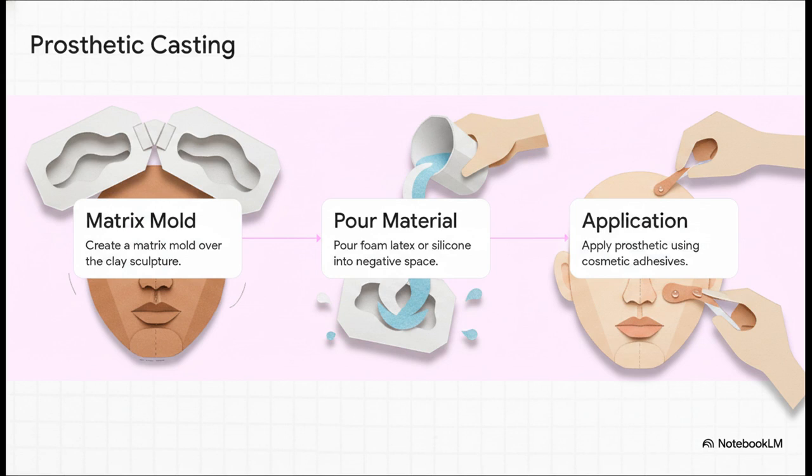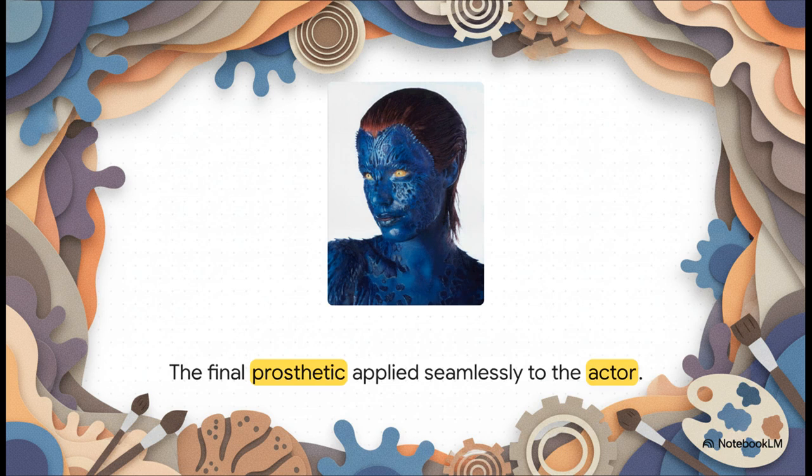Then, they pour advanced chemical materials, usually a foam latex or a super safe silicone, into the negative space left behind. Once that cures, boom, you have these incredibly soft, flexible prosthetic pieces that get meticulously glued onto the actor using special cosmetic adhesives. And here is the incredible final result. Through hours of careful application and masterful painting to match skin tones, those physical pieces are blended flawlessly onto the actor. The illusion is completely sealed.